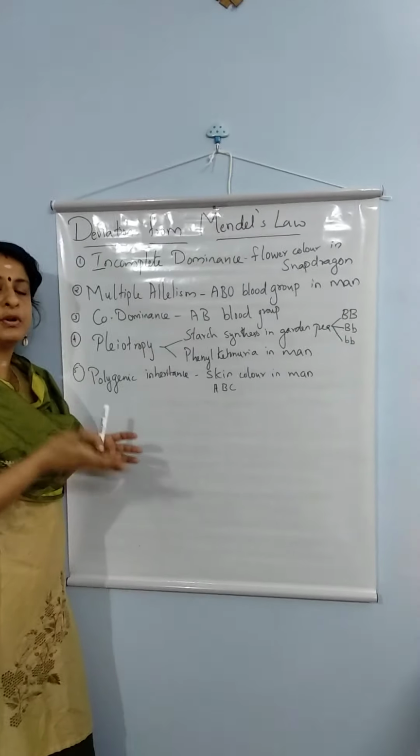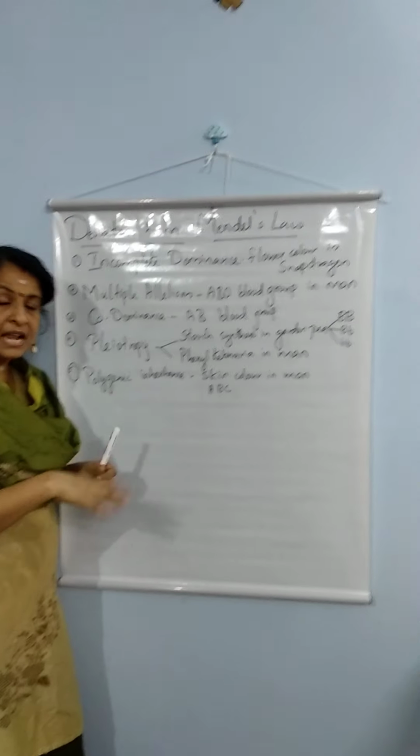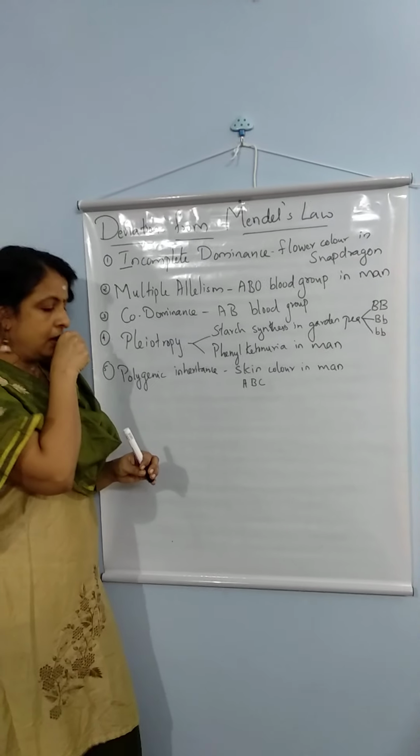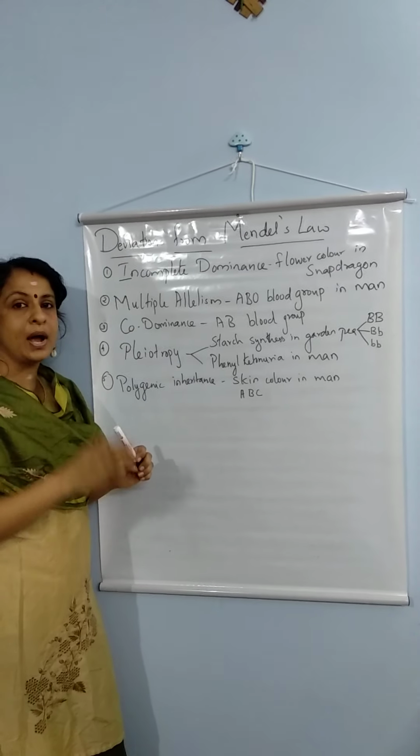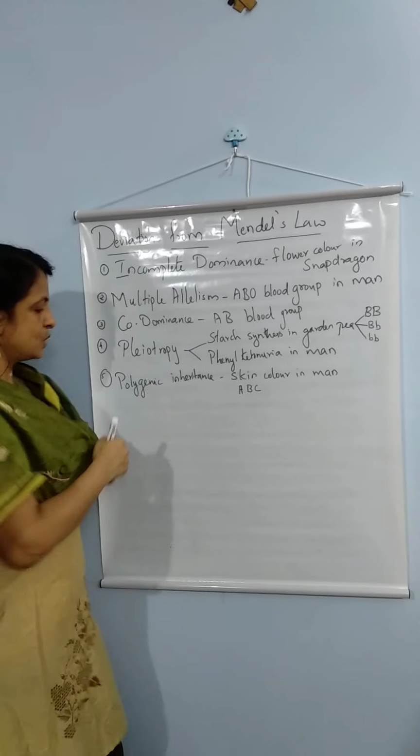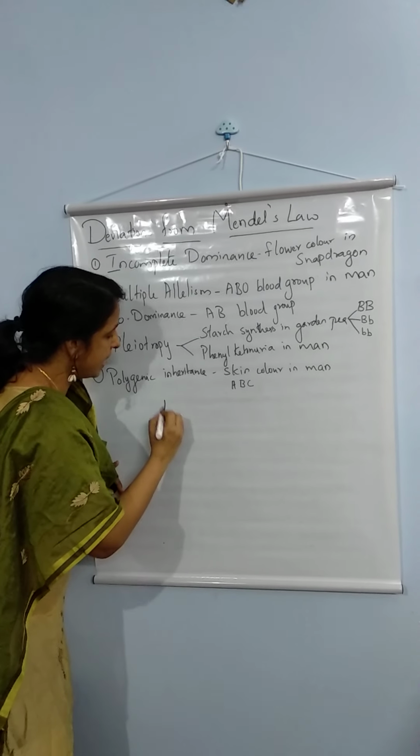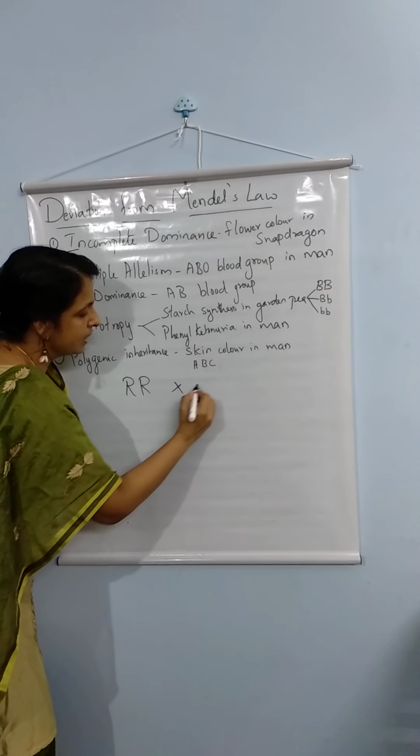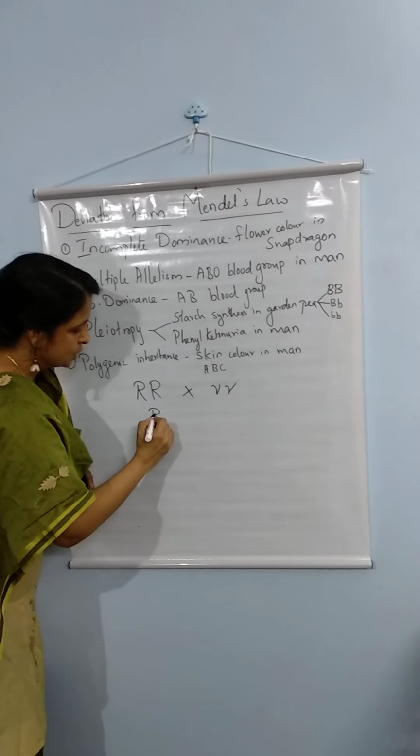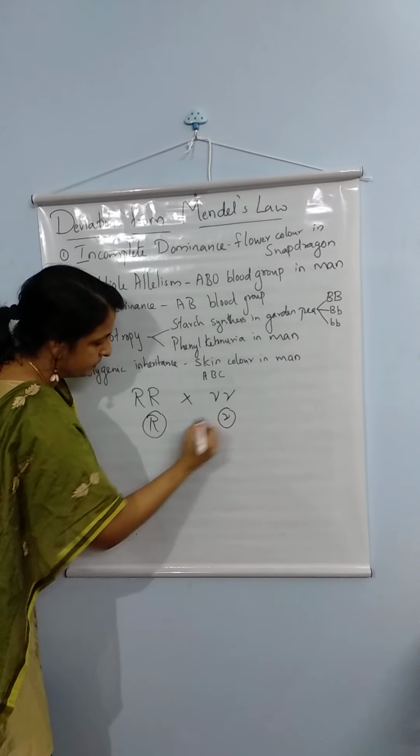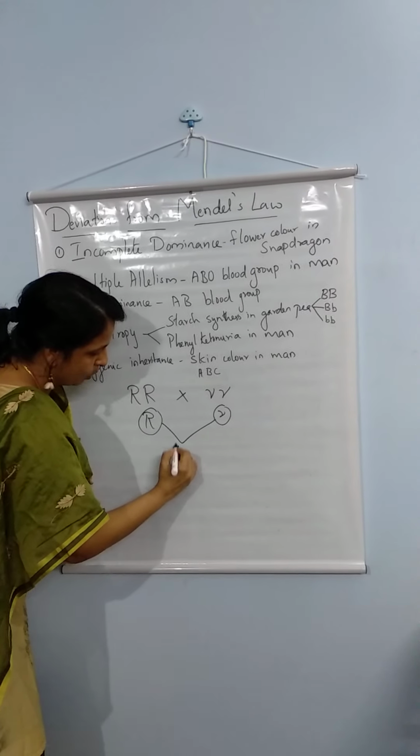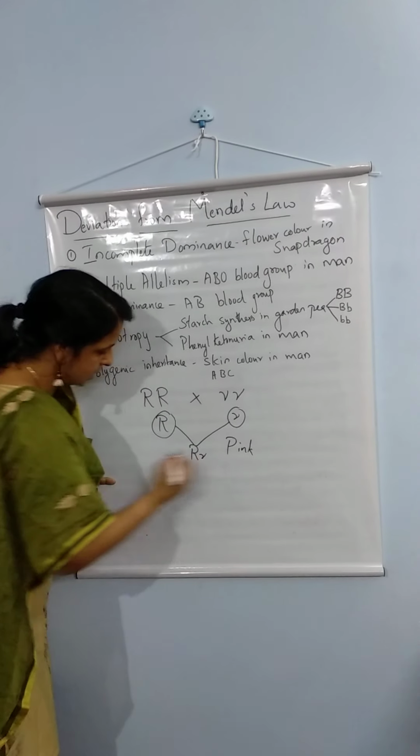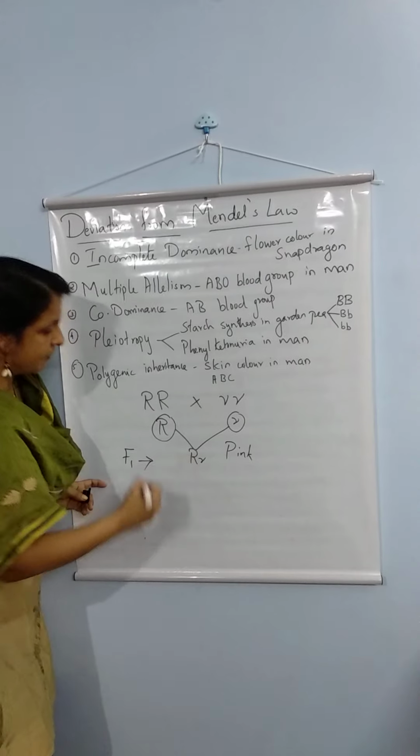When these F1 plants were self-pollinated and F2 was raised, we could get both the genotypic and phenotypic ratio as 1:2:1. So the cross is like this. The red flowering plant, which we denote as capital R, is crossed with the white flowering plant. This is the gamete formed. When these two fuse, this is formed. This is pink in color. So the F1 flowers were pink in color.